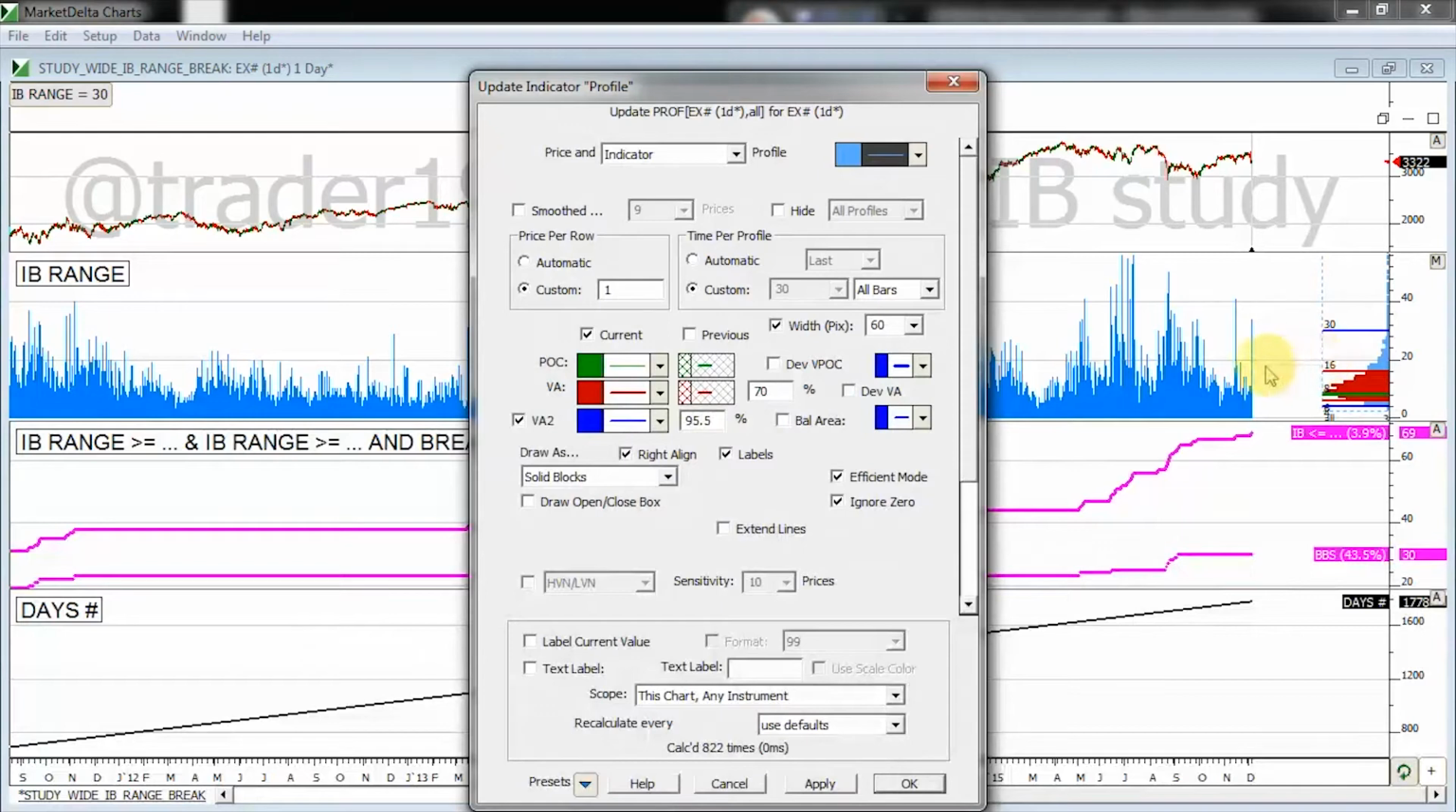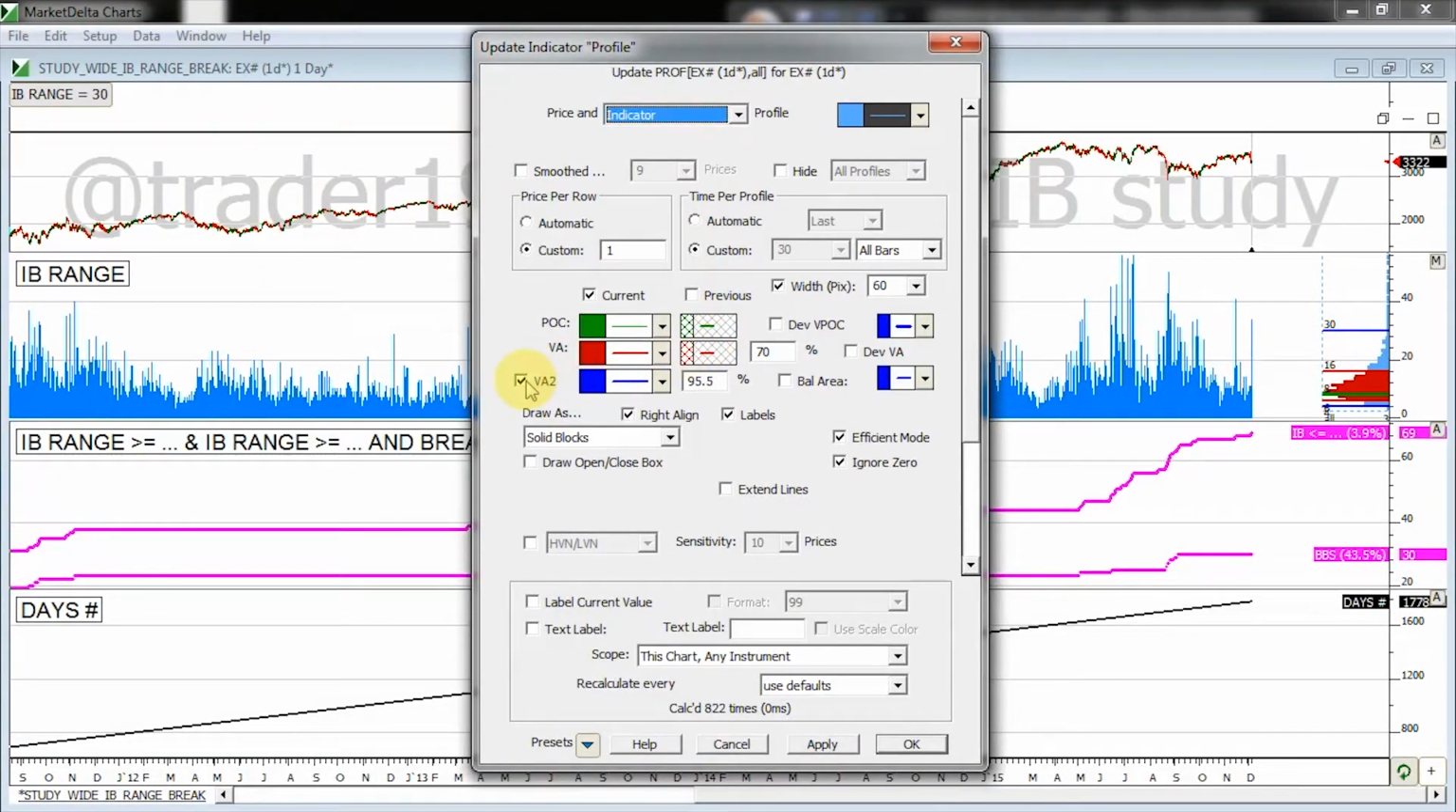So I looked in the profile, and you can add a second value area onto your profile in Market Delta or Investor RT. Your standard value area is 70%. It's common in the trading community to round it up from 68% to 70% for one standard deviation. The second value area you can toggle on and off, and I added in the two standard deviation, so 95.5%.